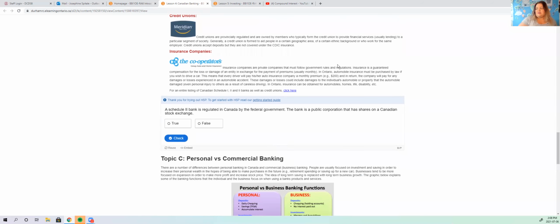And then insurance companies. Insurance companies are private companies that must follow government rules and regulations. There's a lot of rules and regulations around insurance practices. Insurance is a guaranteed compensation for the loss or damage of an entity in exchange for the payment of premiums. So a good example of this is paying car insurance every month. Although it is legal, there are different types of car insurances that are offered by different companies. So you have to have car insurance to drive your car, but the type of car insurance you get can be different depending on the provider. You might hear this a lot, like I got a great car insurance rate with Geico or whoever it may be, and people shop around a lot, which would be really good with your comparison shopping from a few lessons back, to get the best rate for their driving practices on a day-to-day basis.